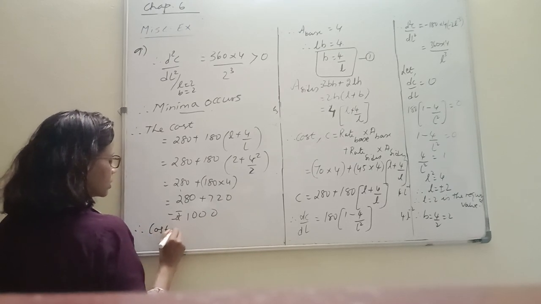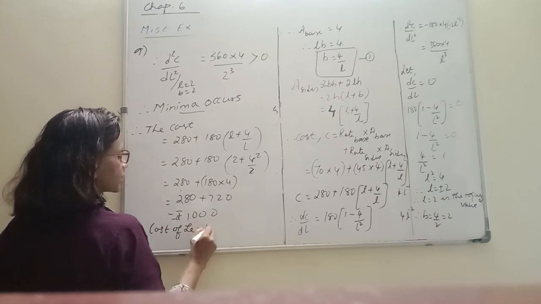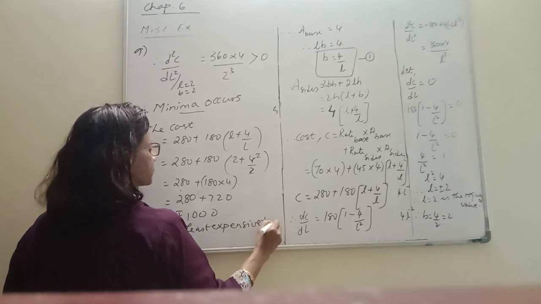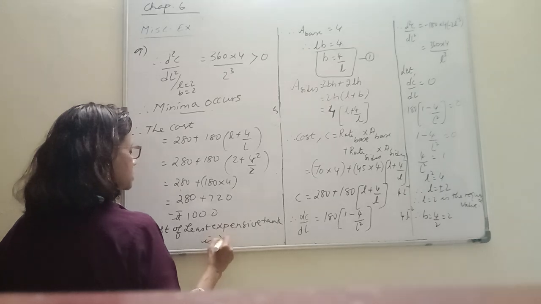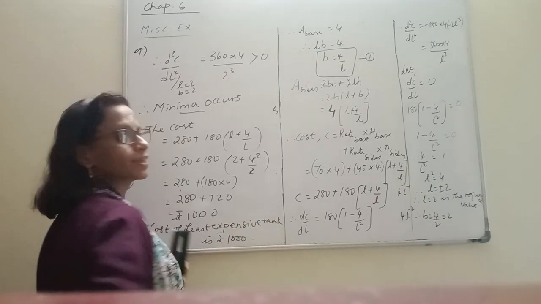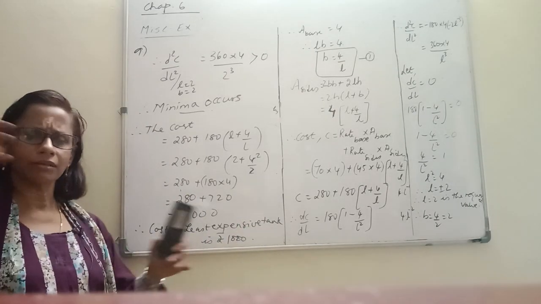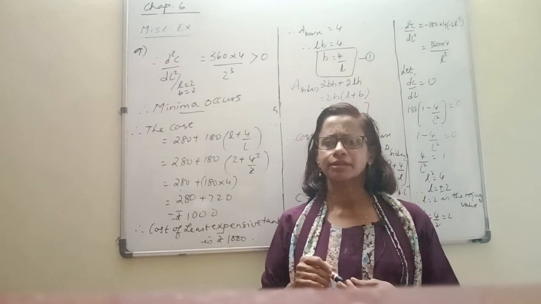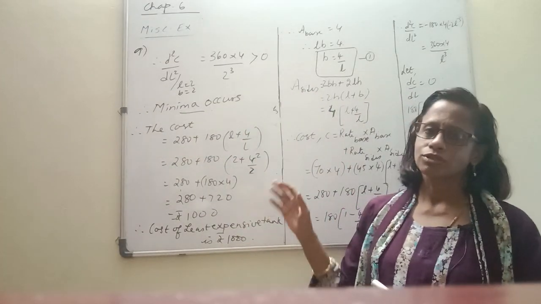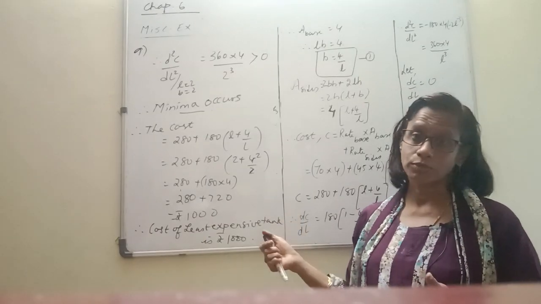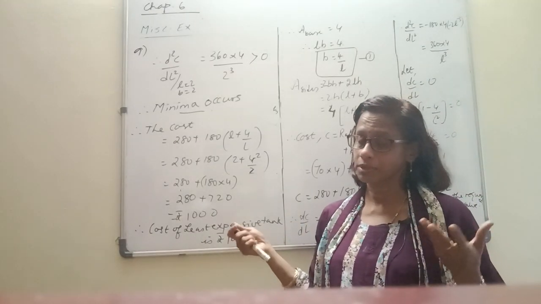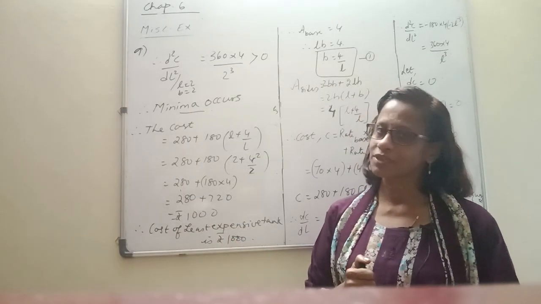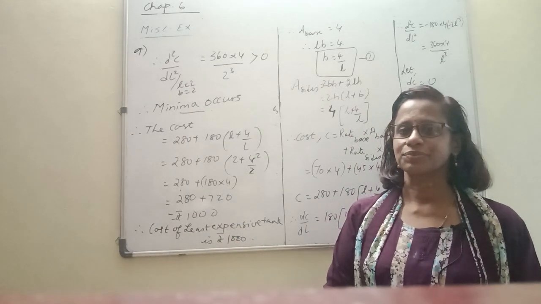So the cost of the least expensive tank is rupees 1000. So that's how we work it out. Very free flowing, there are not so many obstacles there. It just flows quite well. So this is how we go about it, and you get the cost of the least expensive tank as rupees 1000. So that's all for this video. The next problem, let's meet in the next video. Thank you.